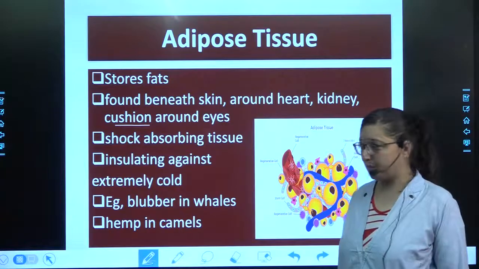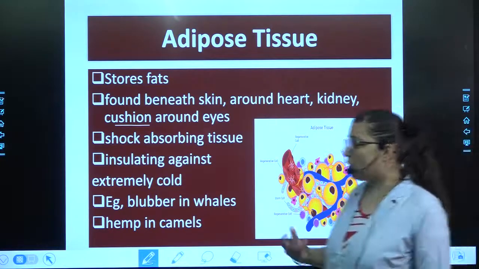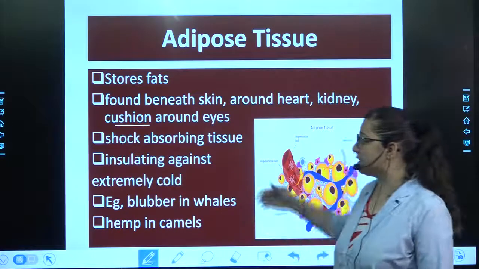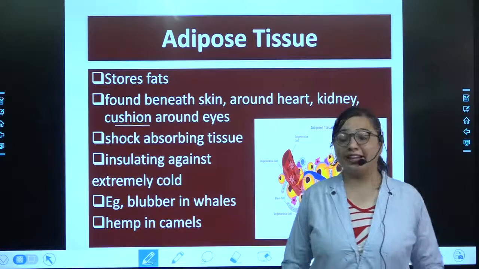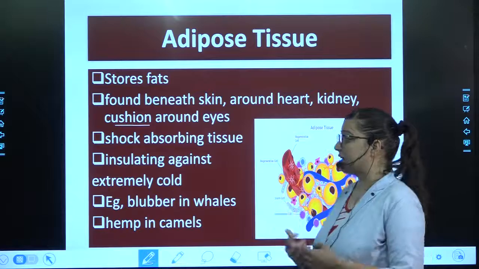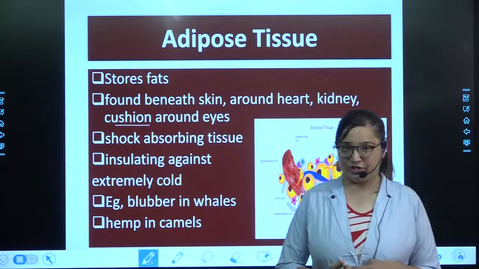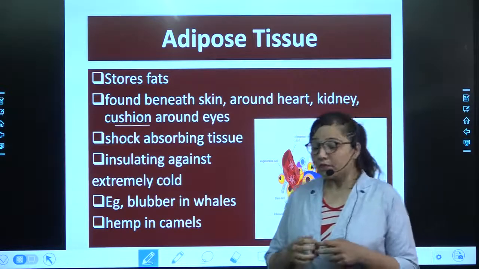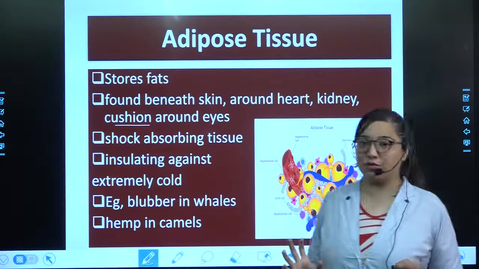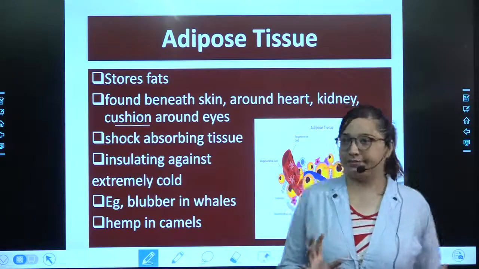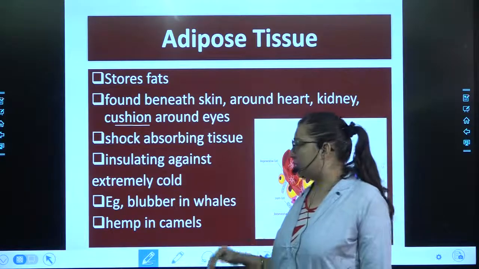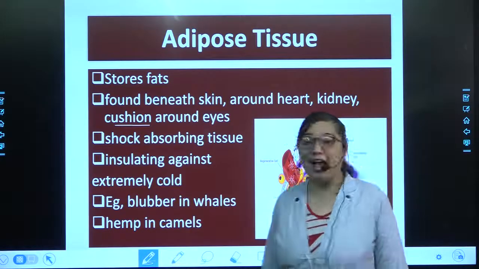It is a shock absorbing tissue, and these are its functions. It acts as an insulation against extremely cold situations. Whenever there are colder situations, this tissue helps. Where is it found? In the blubber in whales and the hump in camels.